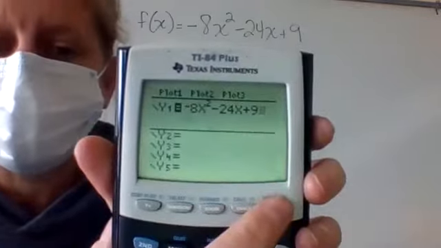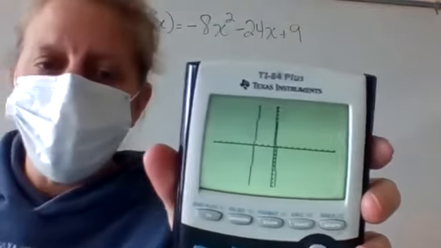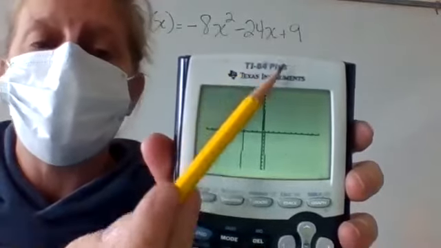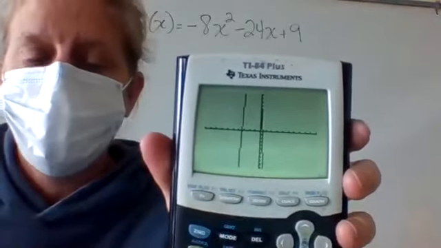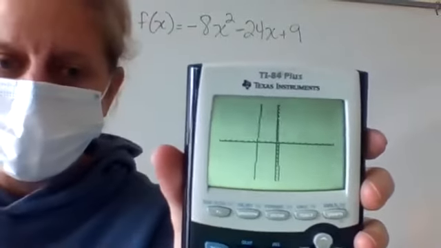So let's look at this one. Let's graph it. It's going to be upside down. Did you see while it was drawing it, it started way down here, went up to where I couldn't even see the top of it, and then came back down. So it's an upside down parabola. Let's find out where its vertex is.